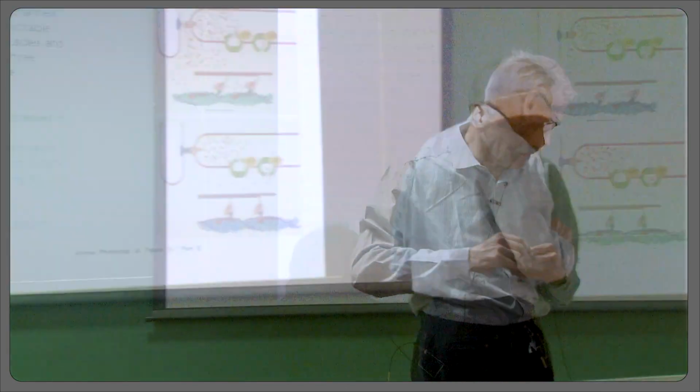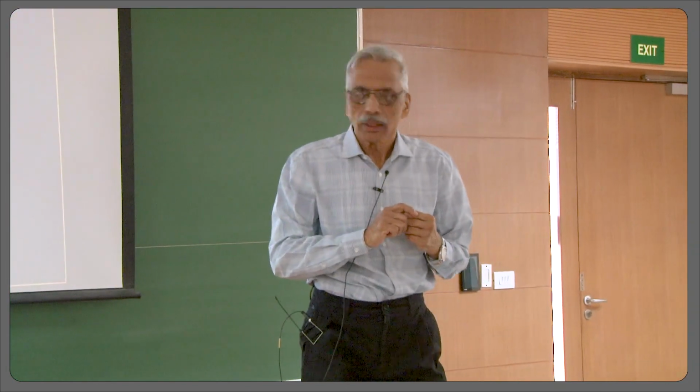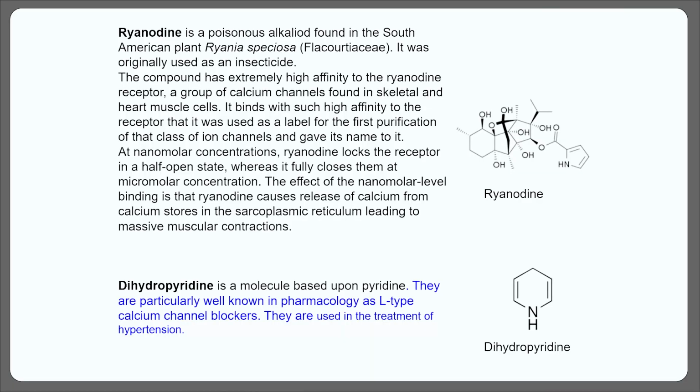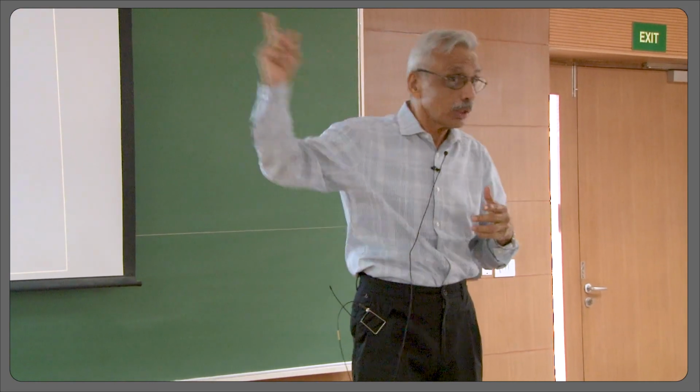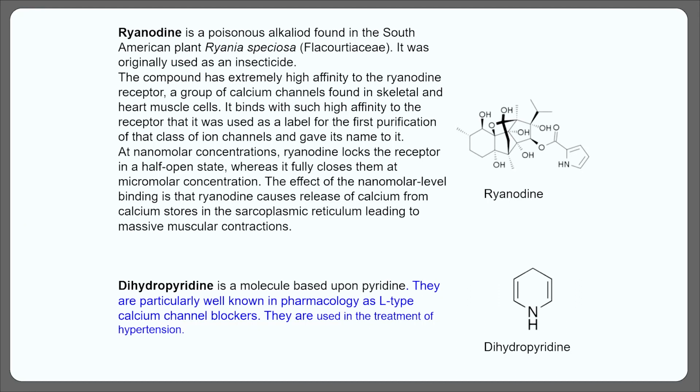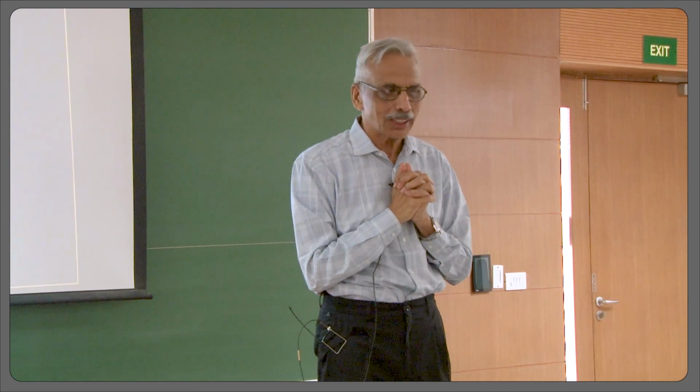You know, there's a plant. That plant is called as... can you read for me? Ryanodine is a poisonous alkaloid found in the South American plant Ryania speciosa. Got it? And people without knowing anything about its pharmacology have been using the extract of that plant as what? Read there. As an insecticide. Now, with your common sense, can you put 2 and 2 together as to why this substance was being used as an insecticide?